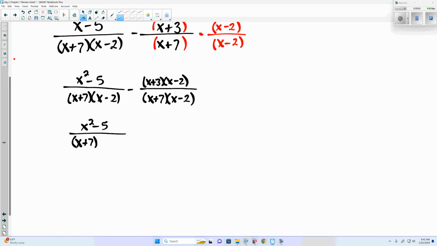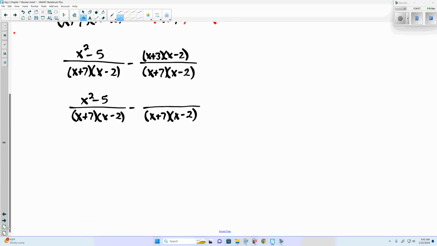Now before we start subtracting, I think it's easier to go on and simplify this second numerator before we actually start subtracting and doing all that, so there's less to work with at the same time. Distribute: x squared minus 2x. Distribute the 3: plus 3x minus 6.